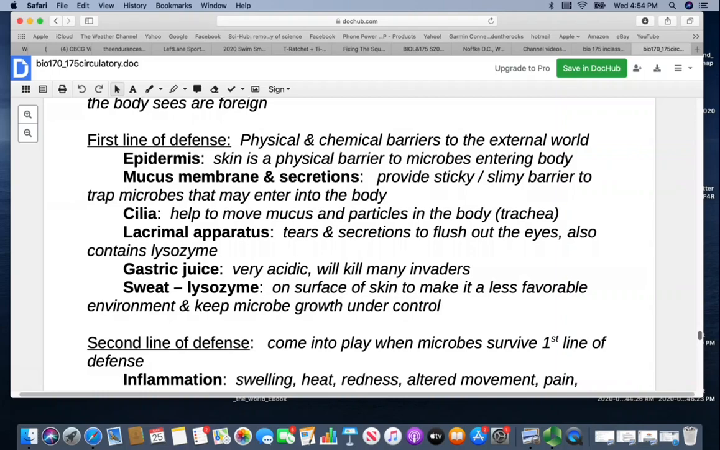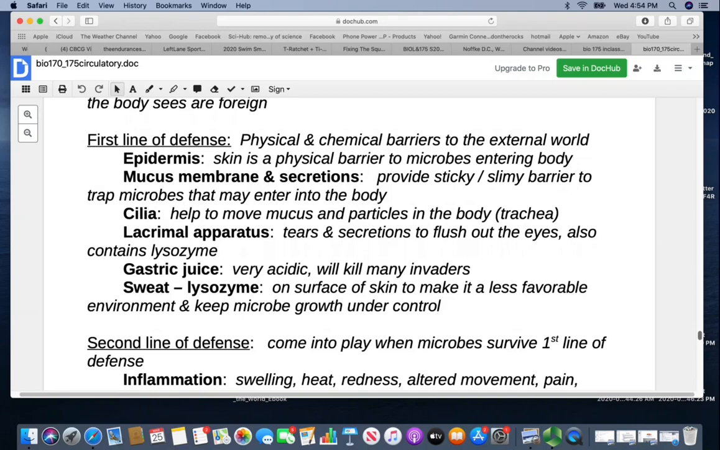Microscopic damage to it can allow microbes to get through, and then there are microbes that actually can penetrate through the skin. Your mucous membranes and their secretions, they're going to provide a sticky, slimy barrier to help trap microbes that may come into the body. The cilia, particularly in the trachea, can help move mucus and particles in the body. This can help move them up and away from the airway.